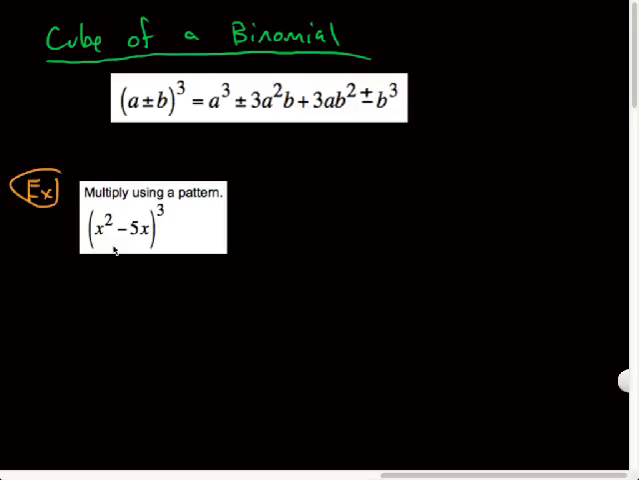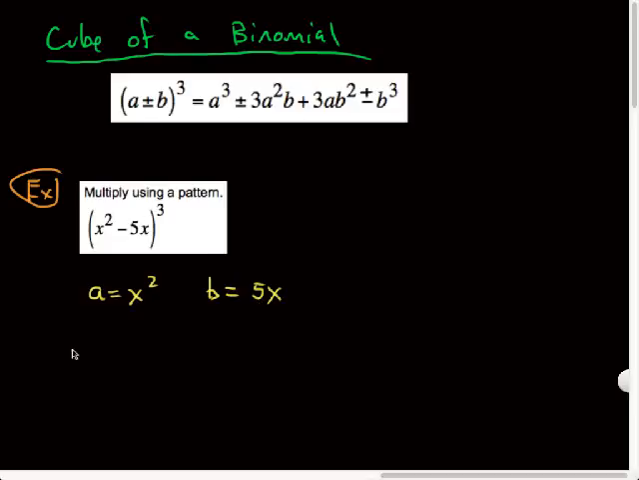So I suspect this is a pattern. Why? Because I have a binomial cubed and I match it right up here. So if that's the case, what would a have been? What matches up with the a here? x squared, the entire x squared. And what matches up with the b here? Negative 5x, or 5x. If you want to use negative 5x, then you would use the plus version of the formula, and you'll still get the same signs. You'll just have to do some work with negatives raised to exponents. But I'm just going to call this a positive 5x and use the minus version of the pattern.